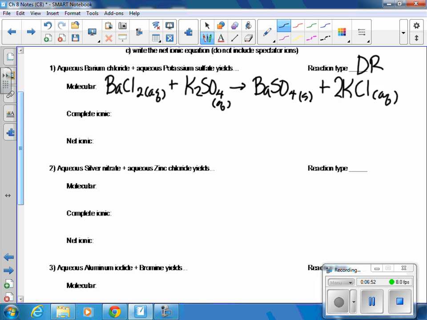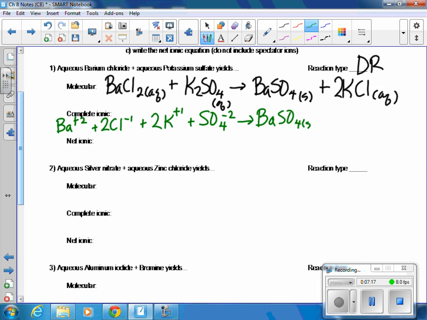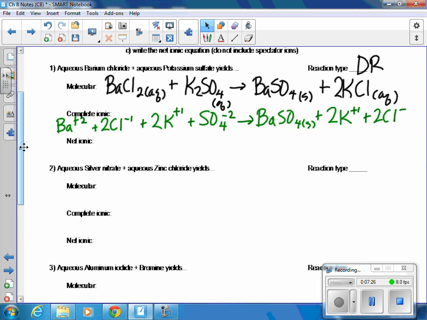Okay, complete ionic, like I said, you're going to separate everything except for the ones that form a solid. So I have barium plus 2 chloride ions with a -1 charge. I have 2 potassium ions plus 1 sulfate ion with a -2 charge. I keep the solid together because that is not an aqueous substance, plus my 2 potassium ions plus 2 chloride ions. Now I'm going to cross out those spectator ions, the ones that are the same on both sides.